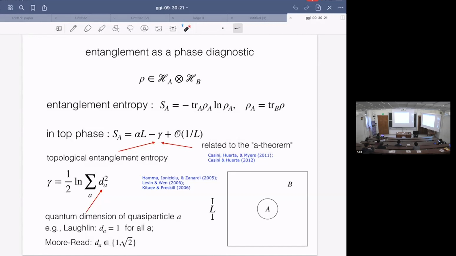By the way, this universal subleading term for the disk entanglement entropy happens to be related to the generalization of the C theorem to 2+1 dimensions, the A theorem, which was studied in particular in these works. All right, any questions about these definitions?